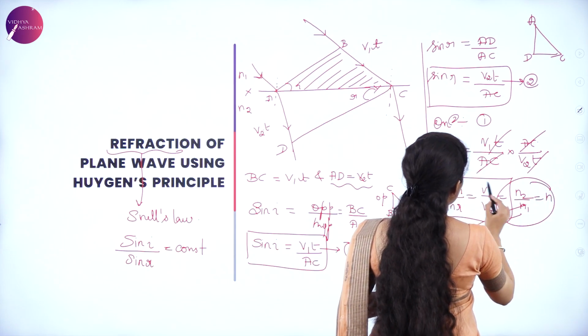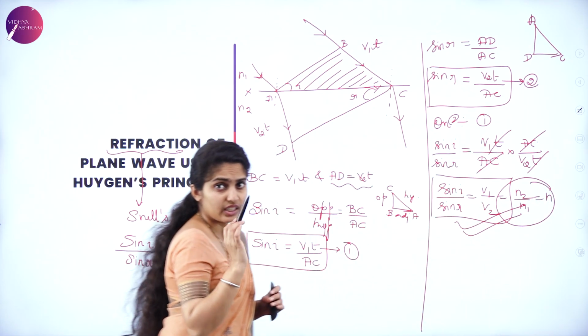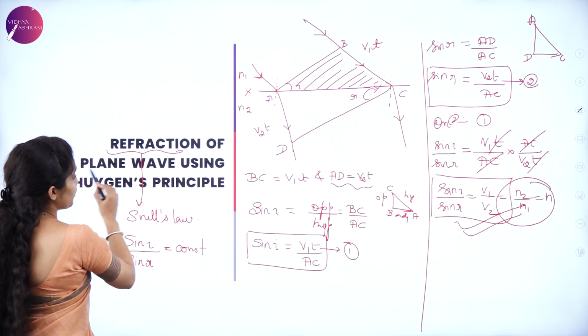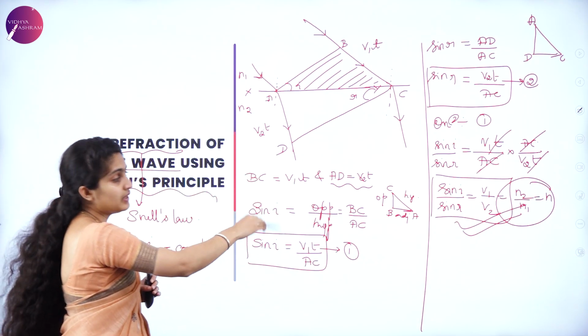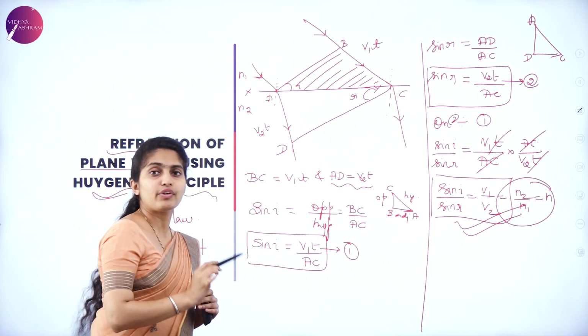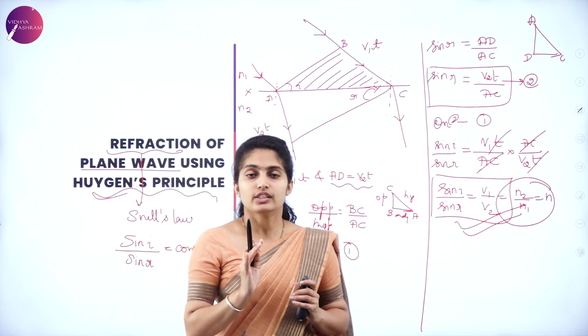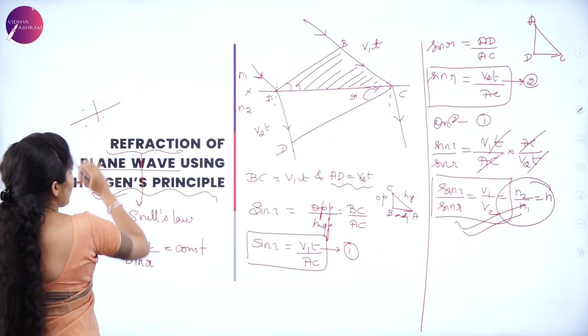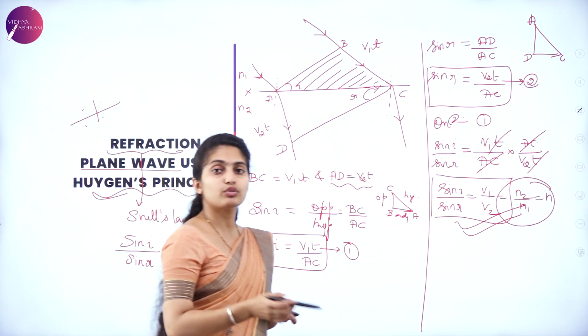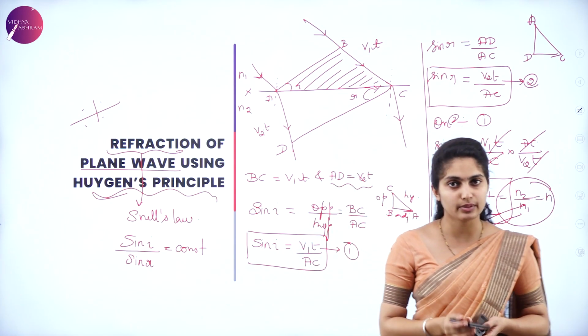It is a constant which proves the refraction of plane waves using what? Huygens' principle. We have used Huygens' principle and we have proved the refraction of light. So this is all about reflection and refraction. This is also very important for 3 marks. Either of the two questions they might ask, and it is important.